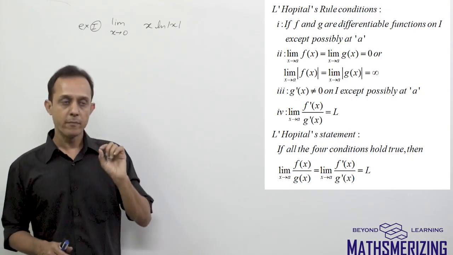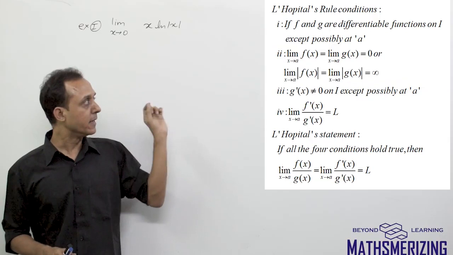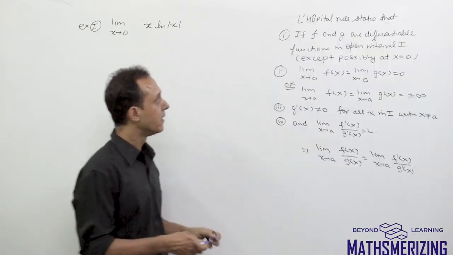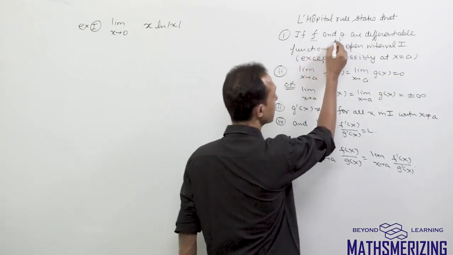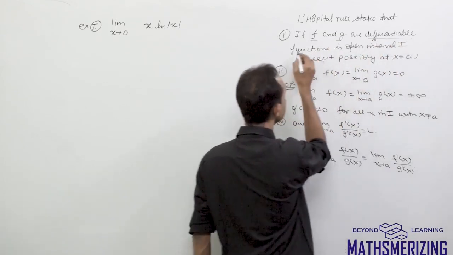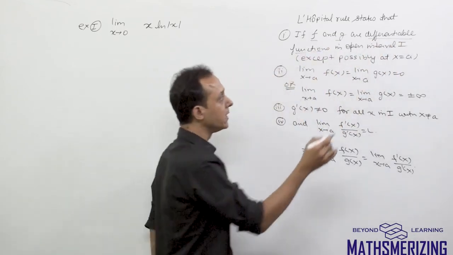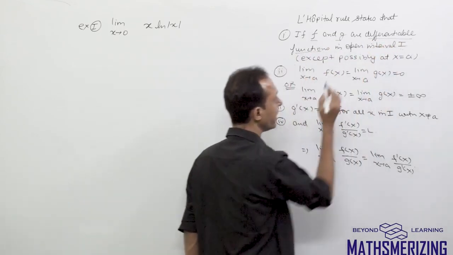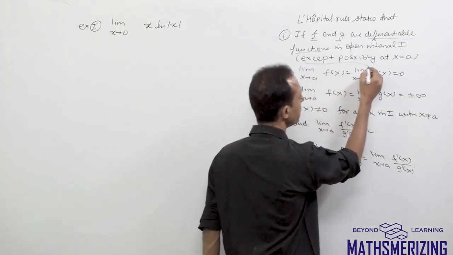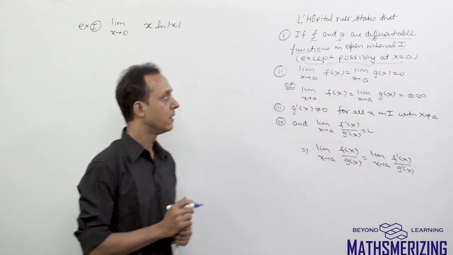Now for L'Hopital's rule to hold, there are 4 conditions that are needed. And the first condition is these functions f(x) and g(x) have to be differentiable functions in an open interval I containing this point a, except possibly at x equal to a.